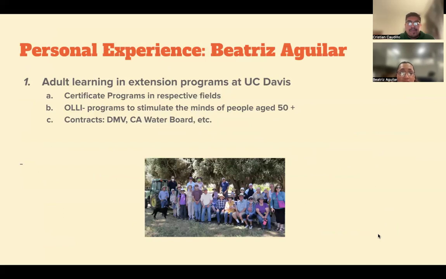My personal experience, I work with UC Davis adult learning programs, and we offer certificate programs. We offer OLLI for people aged 50 and older, and we have contracts. So a lot of these adult learners that enroll in our programs is because they have an internal value or reason as to why they want to take a class, whether it is to get a promotion at their jobs or to become more knowledgeable in their field or just to gain more credibility. They'll take our programs and they have the internal need to problem solve something in their lives as to why they take our programs.